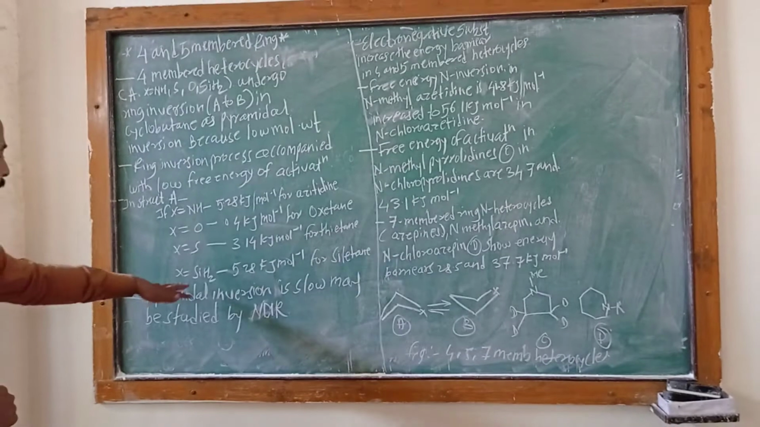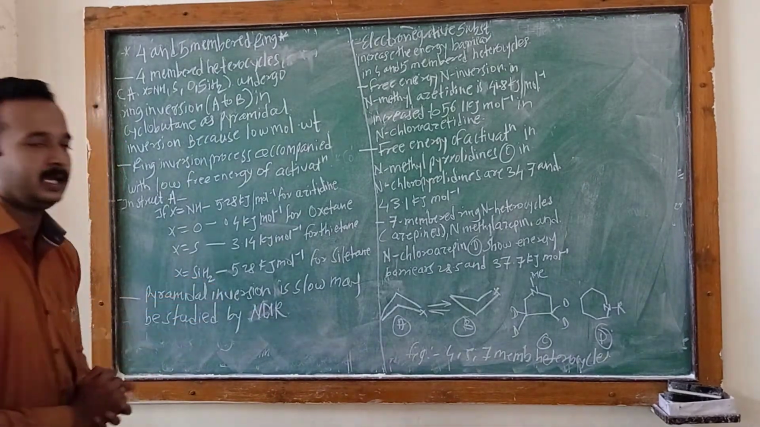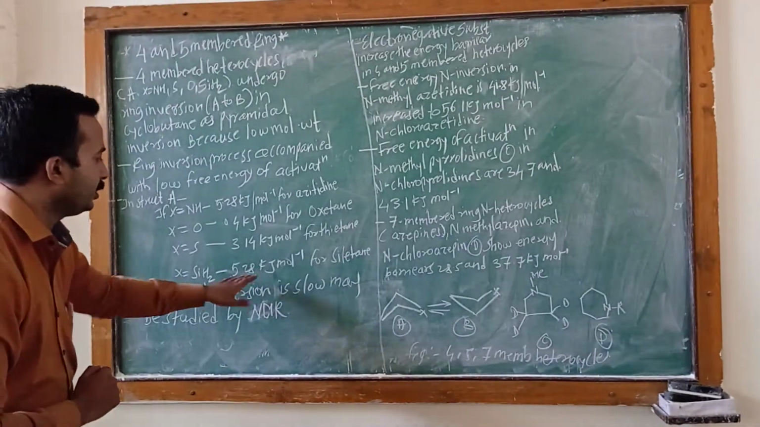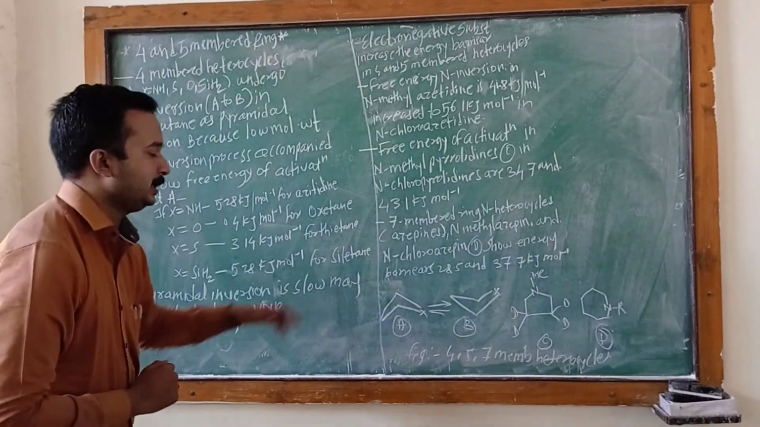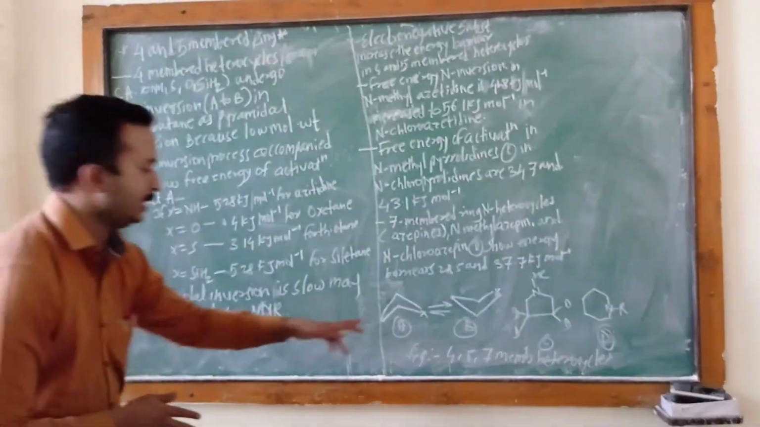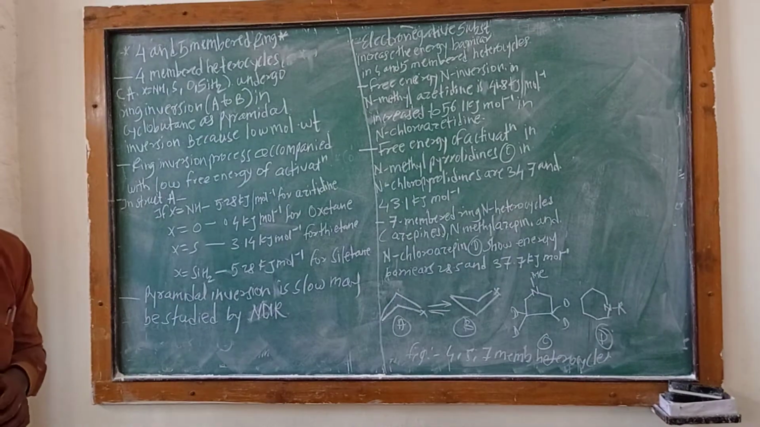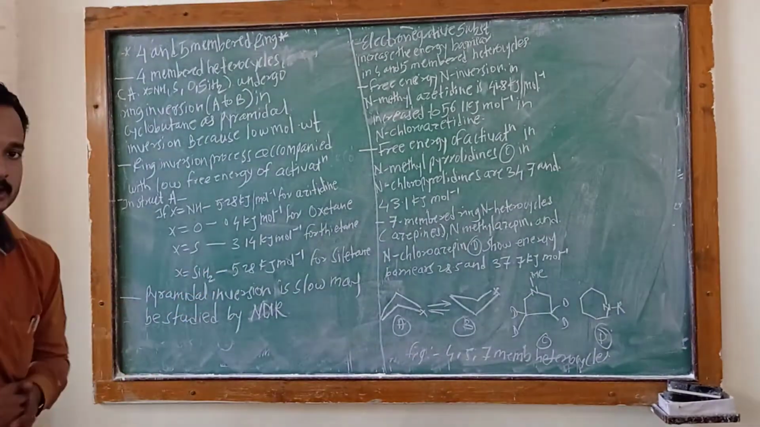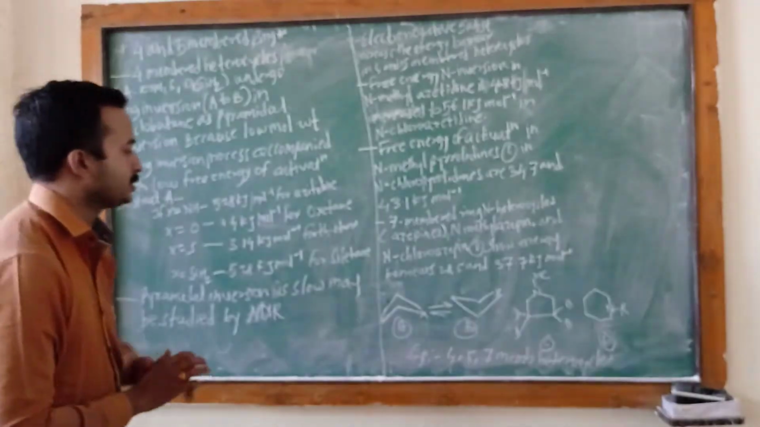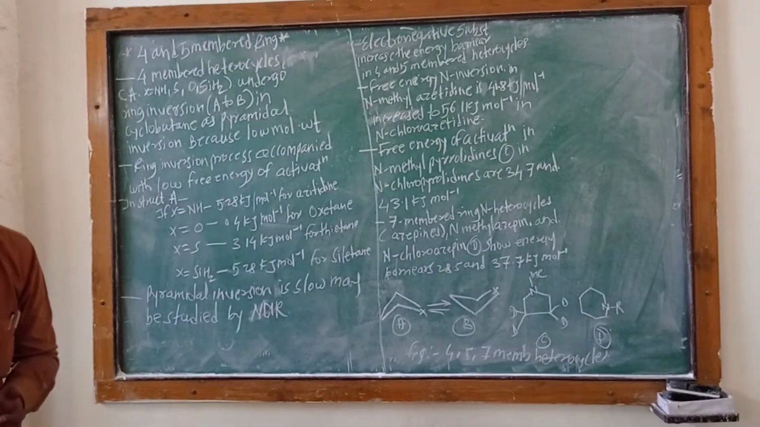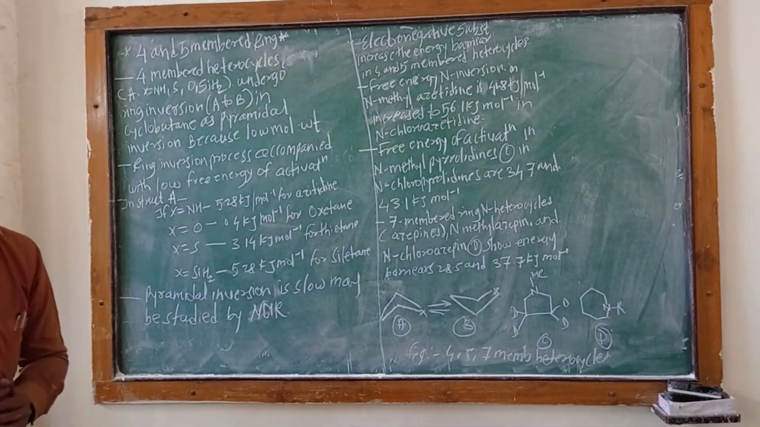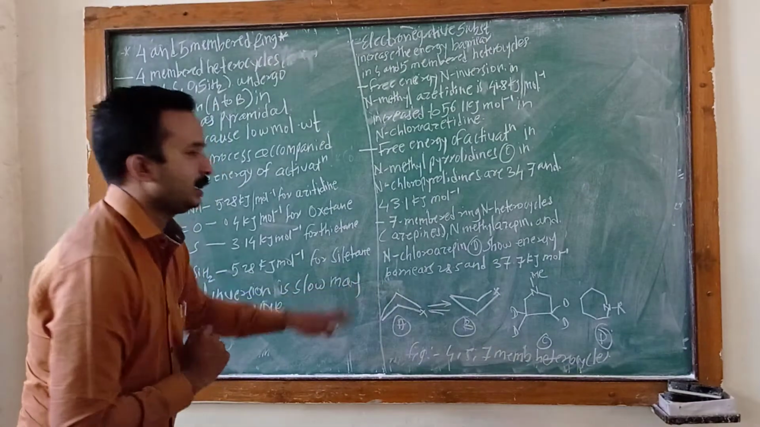If x is equal to SiH2, its energy is about 5.28 kilojoule mole inverse, for the silietane. If you replace the x with SiH2, its energy is about 5.28 kilojoule mole inverse, and its name is silietane.